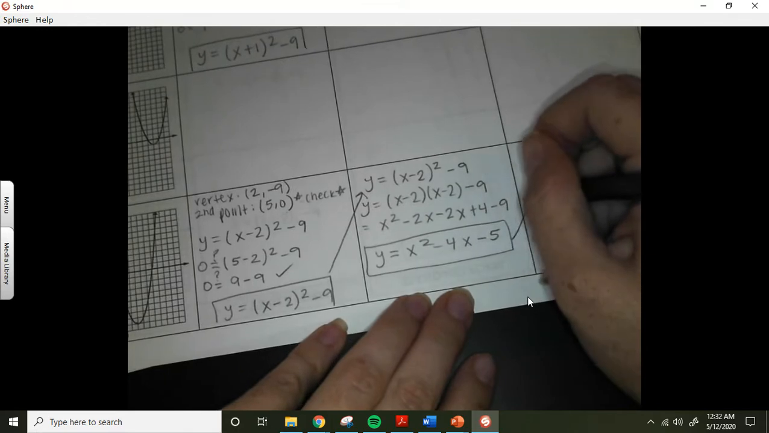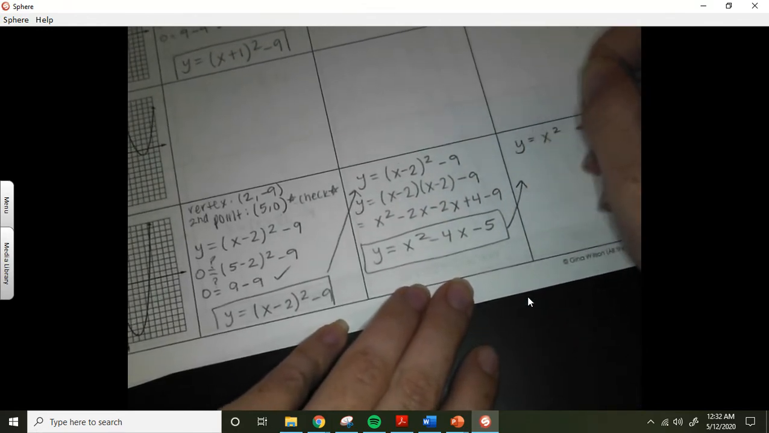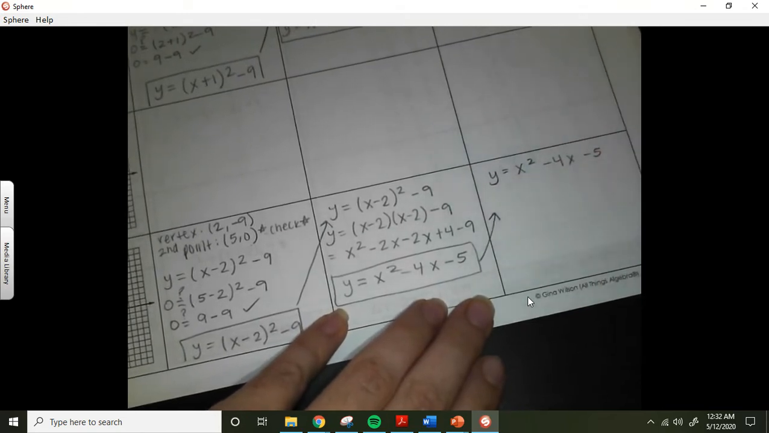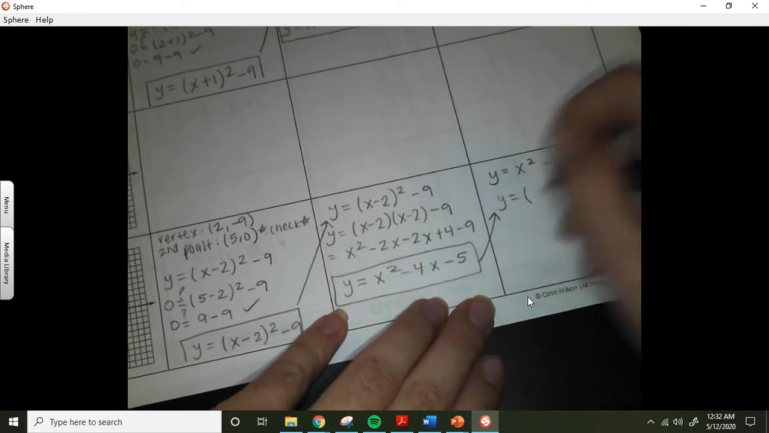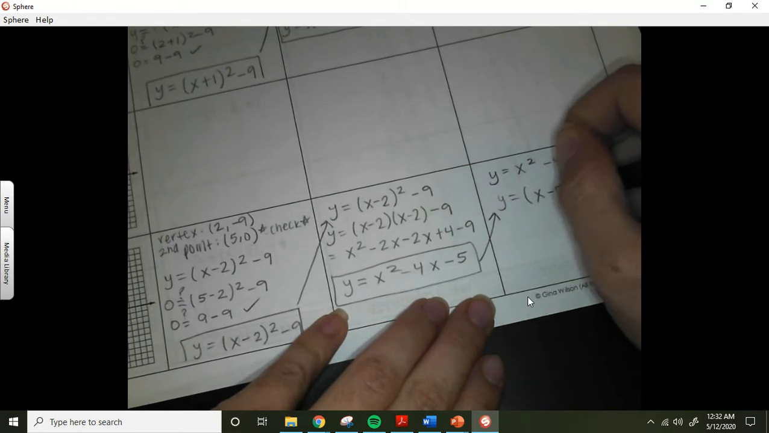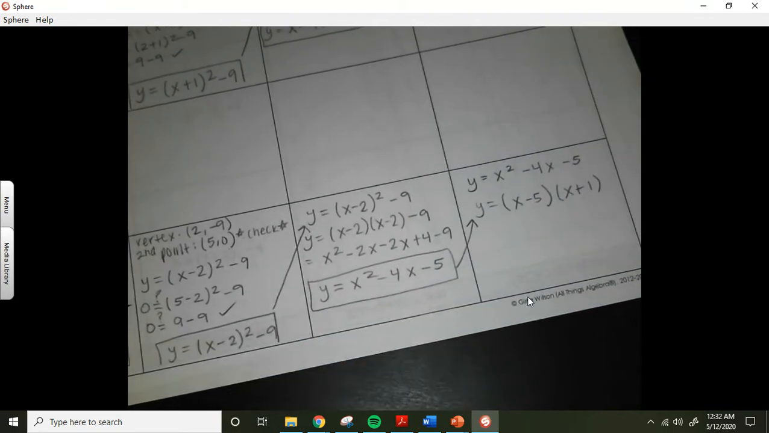Okay, we're going to take this one up as well and get to factored form. y equals x squared minus 4x minus 5. What multiplies to give us negative 5 but adds to give us negative 4? That's going to be (x minus 5) times (x plus 1). And we can tell from that point our zeros are going to be 5 and negative 1.